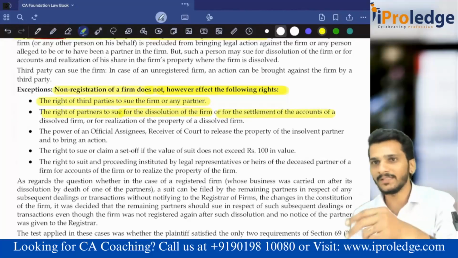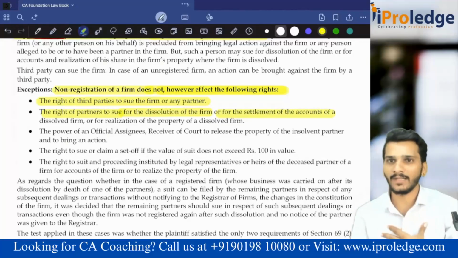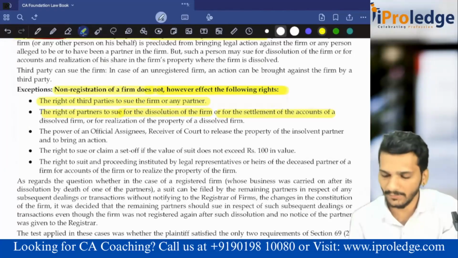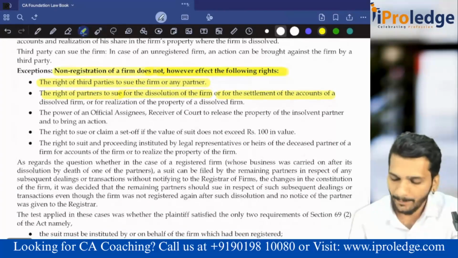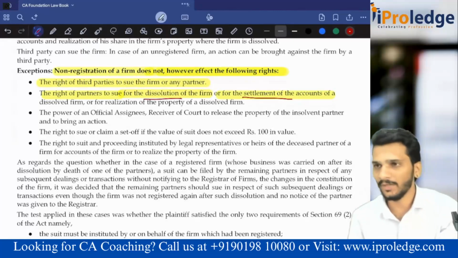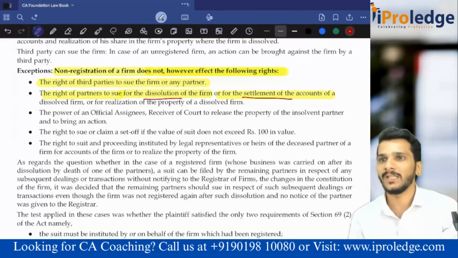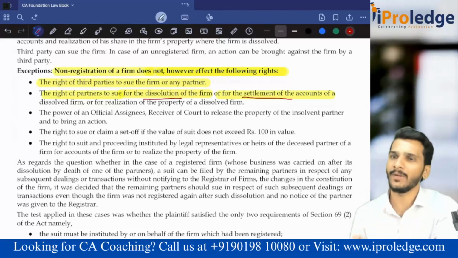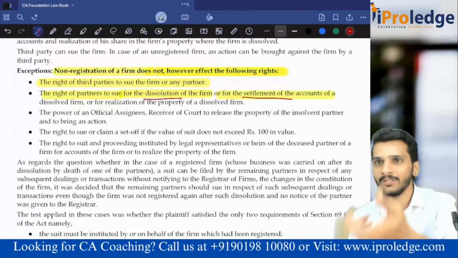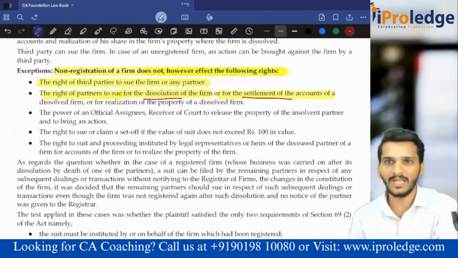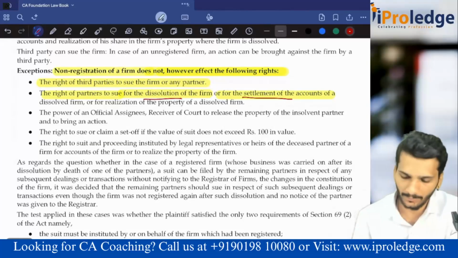account. Whenever somebody is retiring, it is a primary right to settle the accounts. That right is not affected here because of the non-registration. One is dissolution, second one is settlement. Settlement we have just now seen. Dissolution is like 3 partners started the partnership firm for a particular fixed period. Then the period is over. Then one party or every party has the right to ask for the dissolution because the time is over. That right is always there, whether it is registered or not.